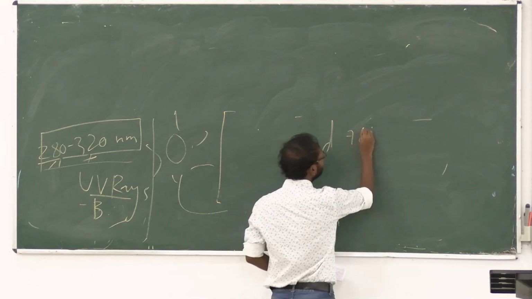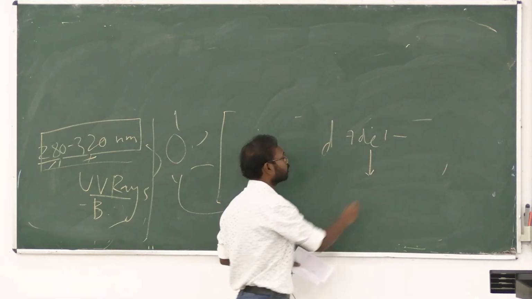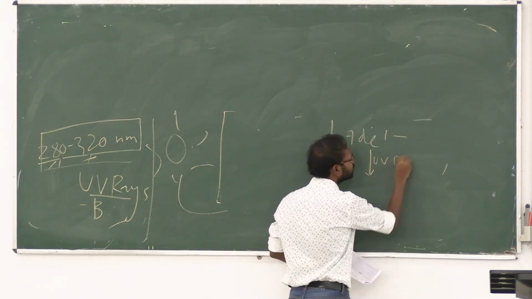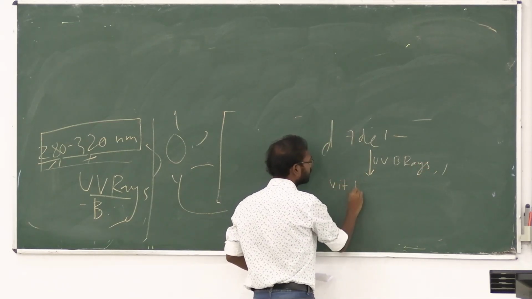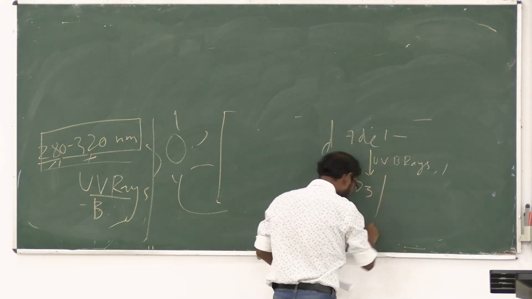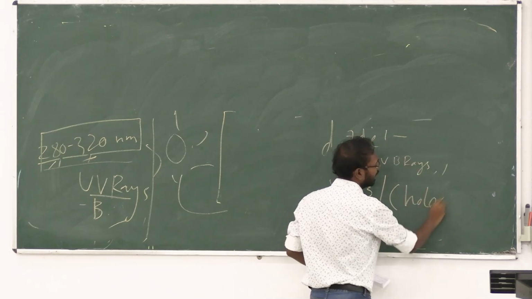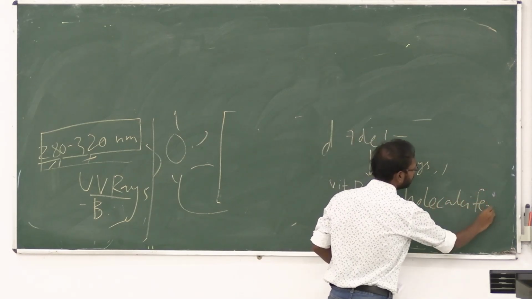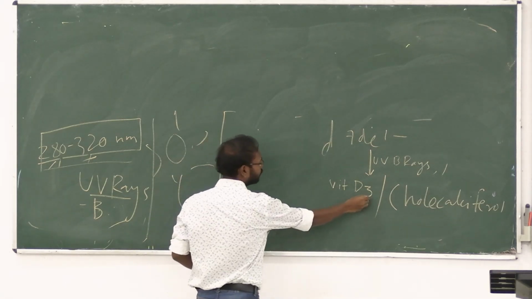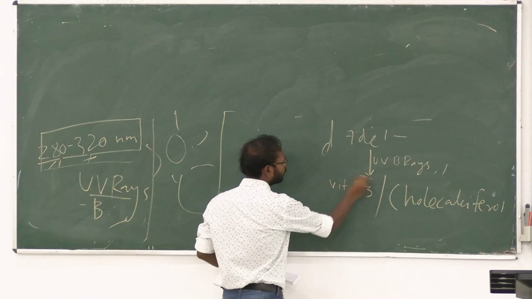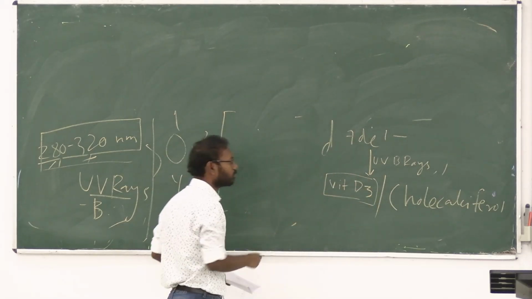Second, 7-dehydro cholesterol with UVB rays transforms into vitamin D3. Another name of vitamin D3 is cholecalciferol. So this is the second line, vitamin D or cholecalciferol. But this is not the form in which all the functions occur. All the functions of vitamin D occur in another form.